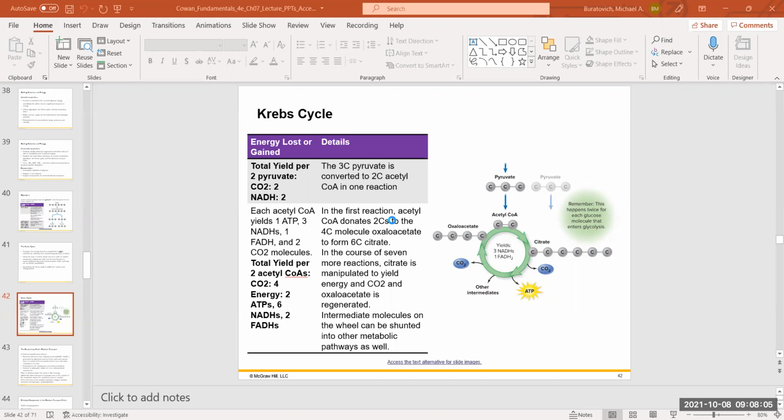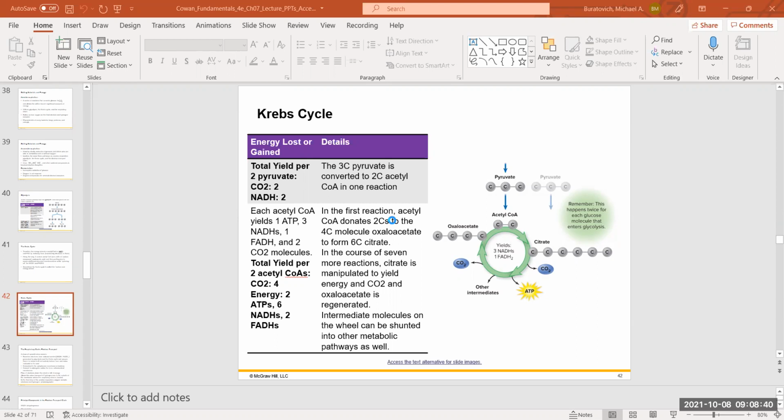Lipids are degraded by lipases to glycerol and fatty acids. Glycerol enters glycolysis. Fatty acids are degraded by beta oxidation, this process here. Now, I want you to look at the product of beta oxidation. Product of beta oxidation is acetyl coenzyme A. Acetyl coenzyme A will enter the Krebs cycle. So lipids are fed into glycolysis and the Krebs cycle.